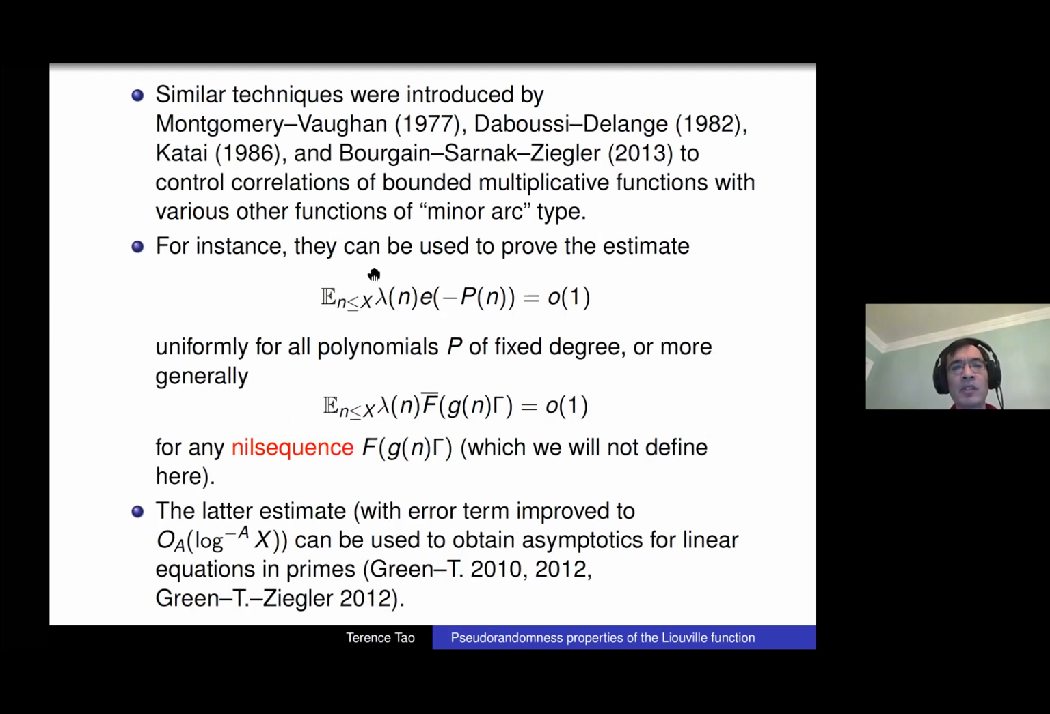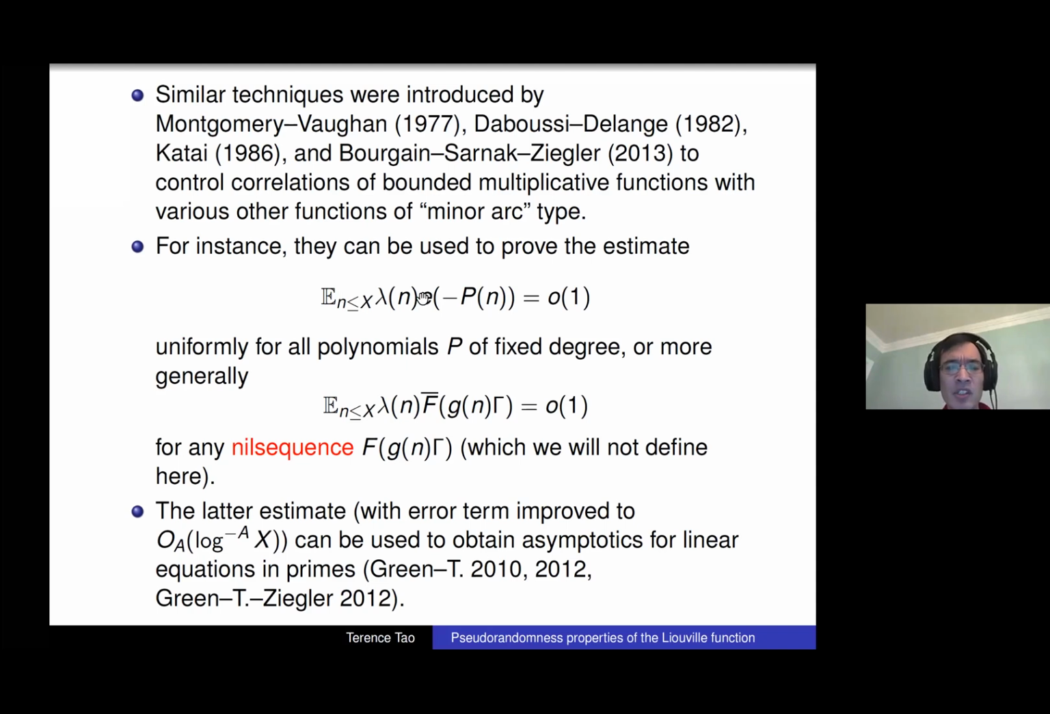Okay, so I should mention, this arrangement of the argument is new, but similar ideas have been around for a long, long time. Similar ideas using multiplicativity via small primes, but arranged in a slightly different way, have appeared in the work of Montgomery, Vaughan, Daboussi-Delange, and then more recently Katai and Bourgain, Sarnak, Ziegler.